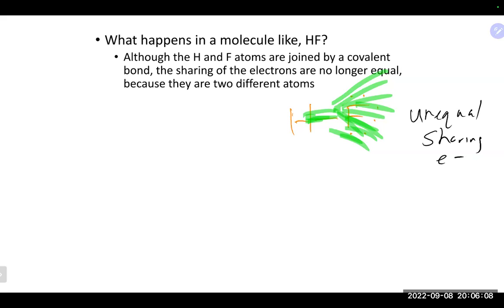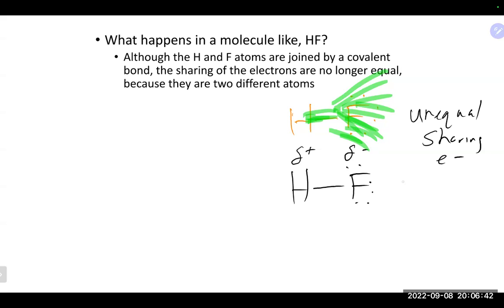Also, if the electrons are heading towards the fluorine side, will the fluorine side be more positive or more negative? It will become more negative. So what happens on the fluorine side in this bond is it creates a partially negative charge. And on the hydrogen side, it creates a partially positive charge. Those are delta symbols, partially positive, partially negative charge, which can be represented by those symbols.